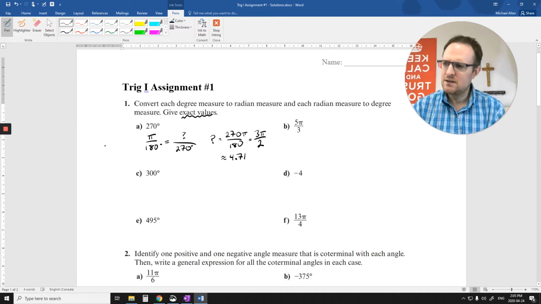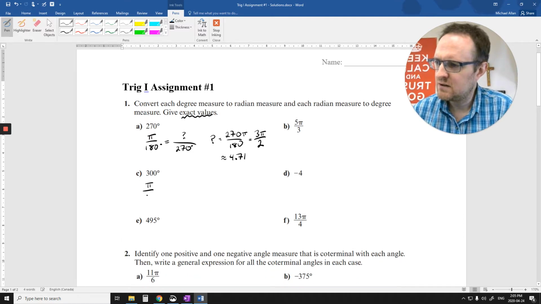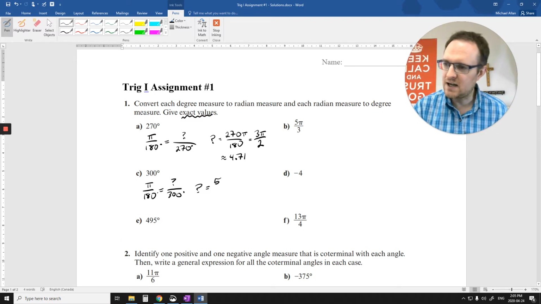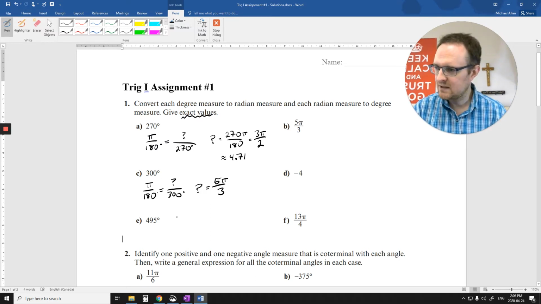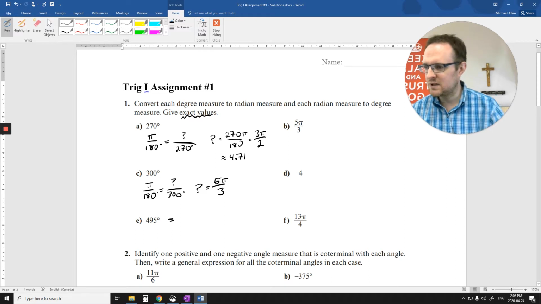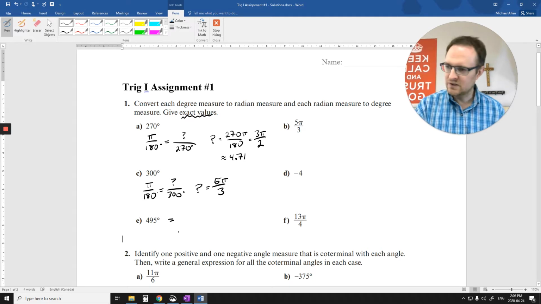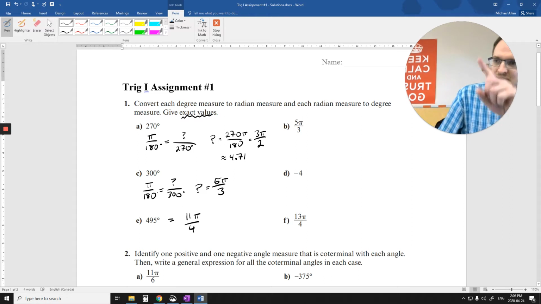All right, so I'm just going to go down all the degree ones here. You set up a similar kind of ratio and reduce as much as possible, leaving these in exact values. So 300 divided by 180, math, enter, enter. This would be 5 pi over 3. This next one, I'm not going to go through the exact steps, but it's 495 divided by 180, math, enter, enter. So this would be 11 pi over 4, doing the same steps as the previous ones.